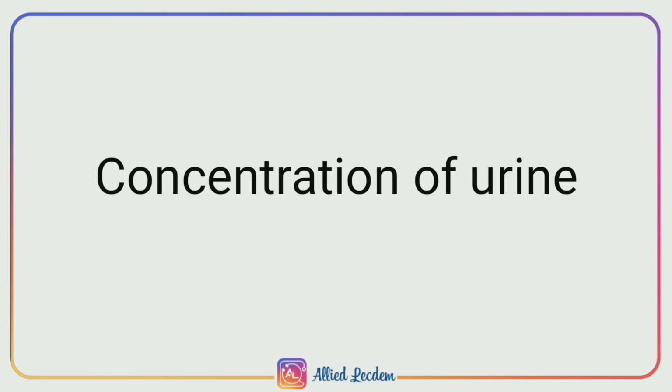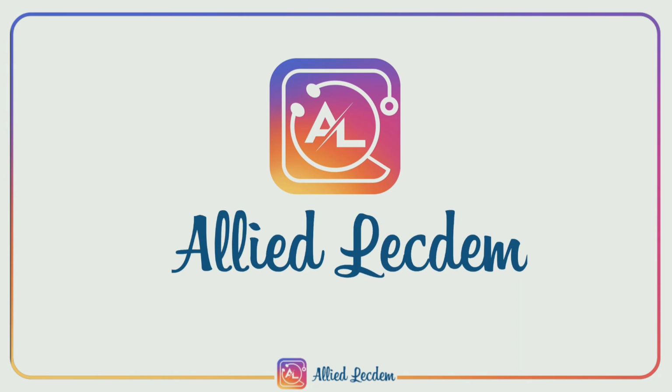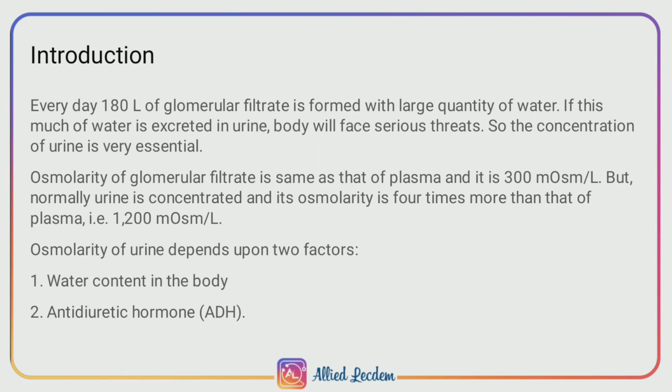You can check it. Today, we are going to see about concentration of urine. Every day, the glomerular filtrate is formed with a large quantity of water, 180 liters. If this amount of water is excreted in urine, the body will face serious thirst. So, the concentration of urine is very essential.